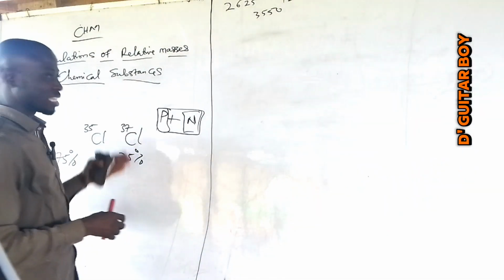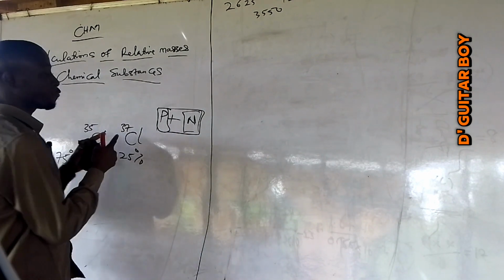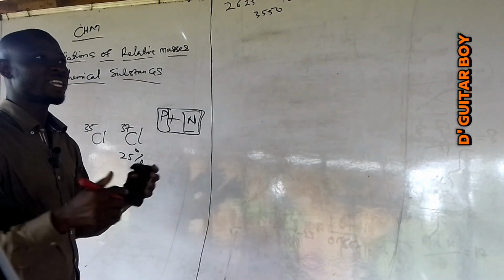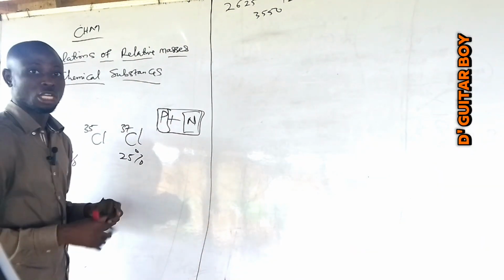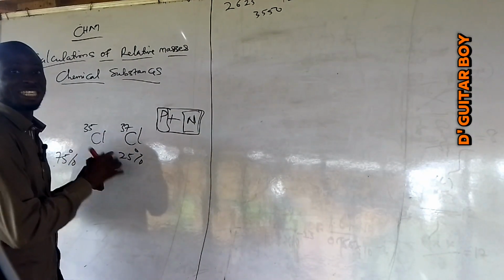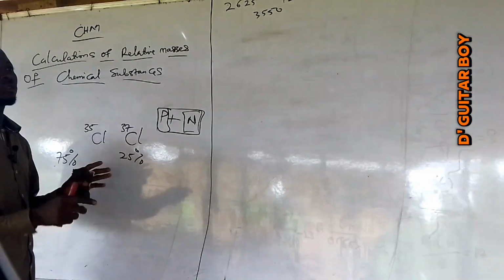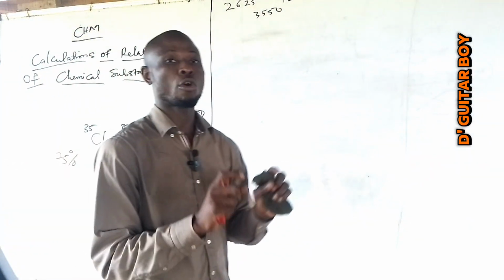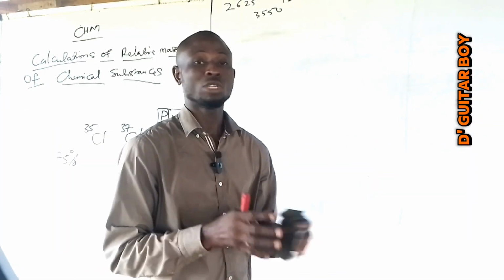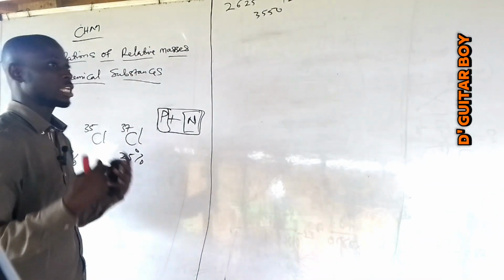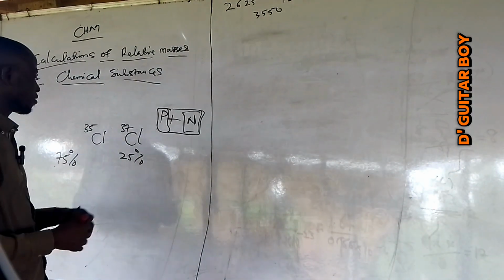Because they have two isotopes, you now look for the average mass of the two isotopes. This is usually set in JAMB, WAEC, and NECO. They give you the isotopes and ask you to calculate the relative mass of the substance.